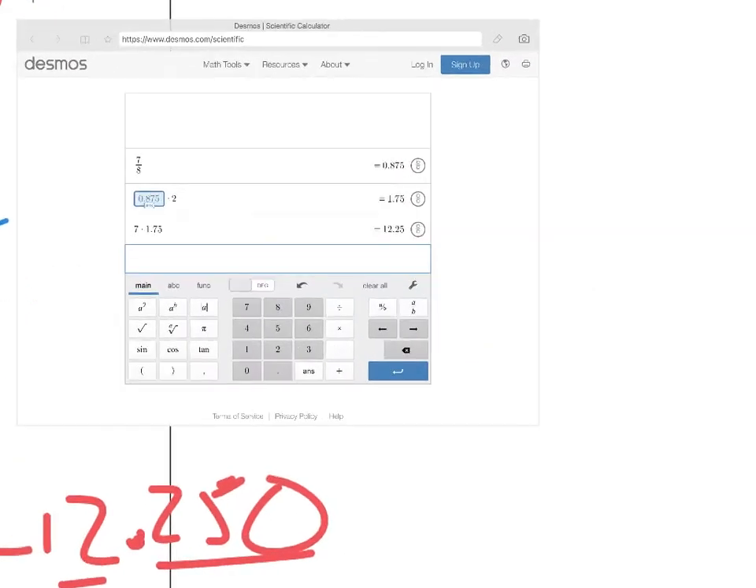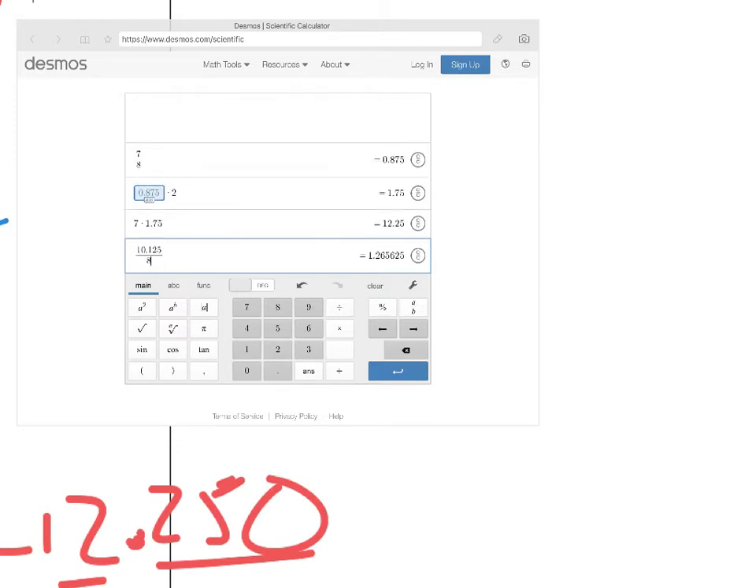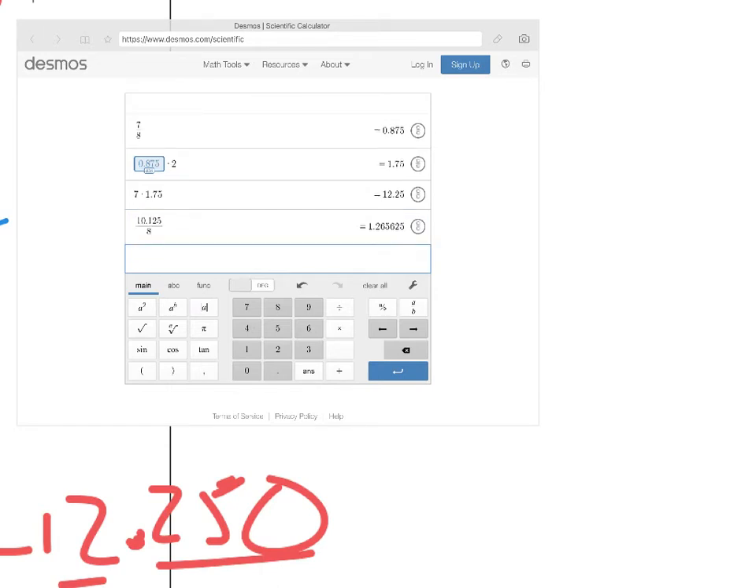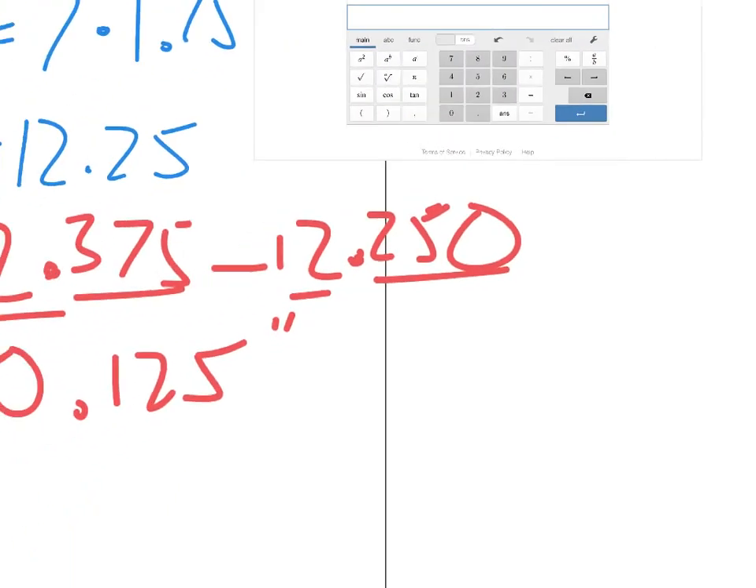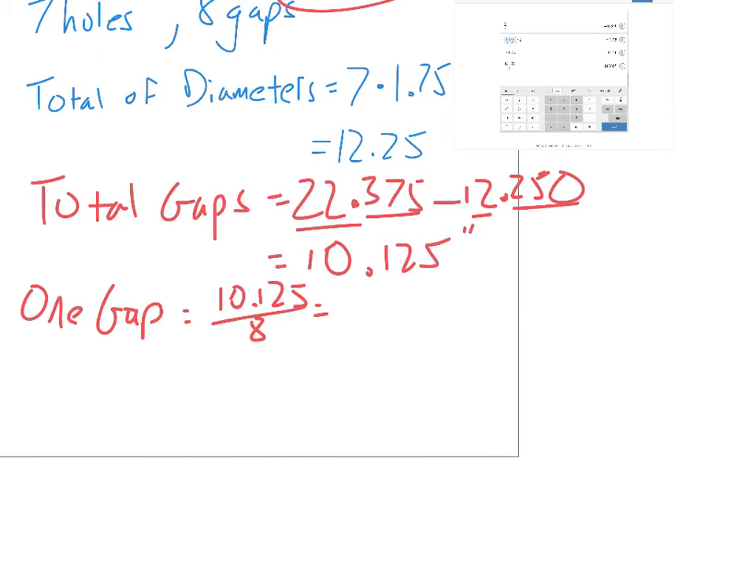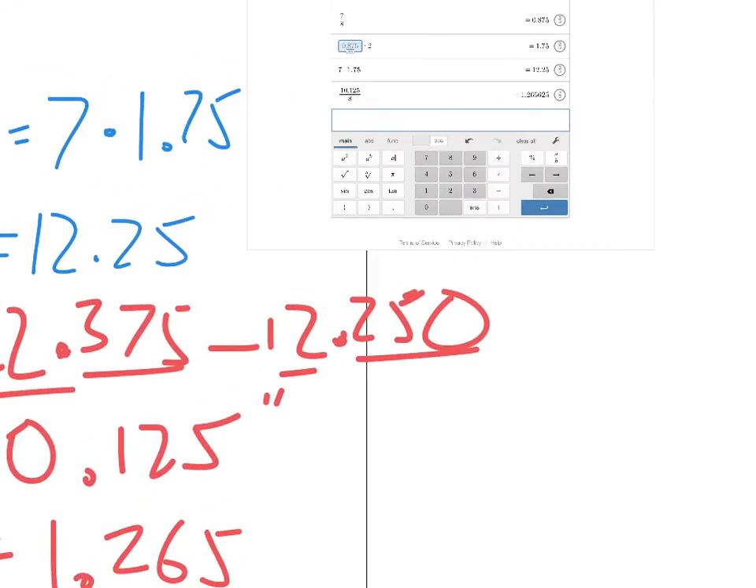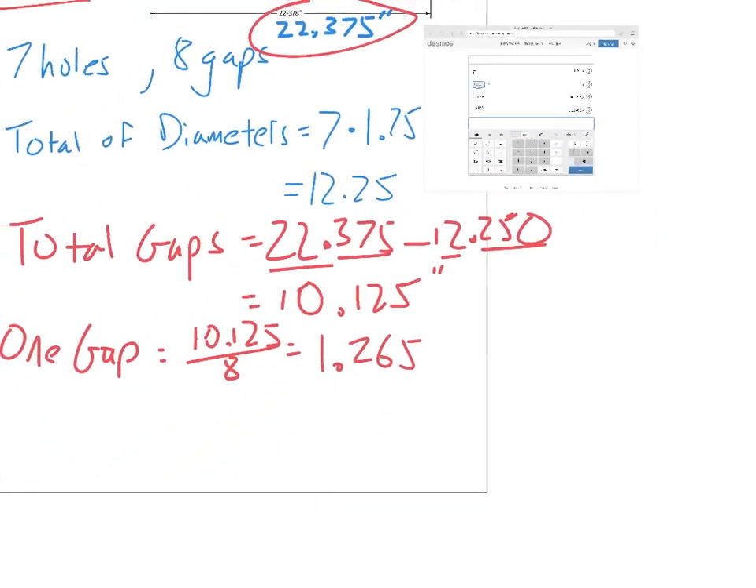So let's take 10.125 divided by 8. And we get that big old number, 1.265625. So one gap is approximately 1.265. At least record 3 decimal places and leave more in your calculator.